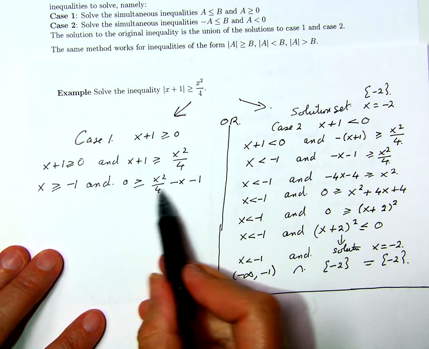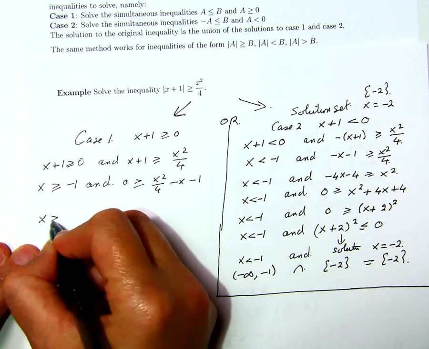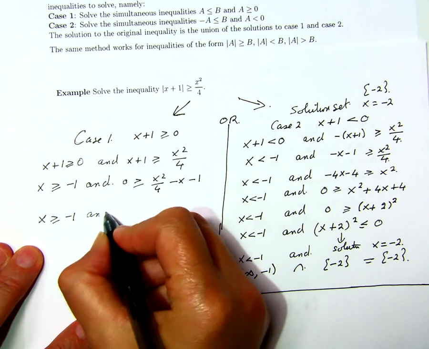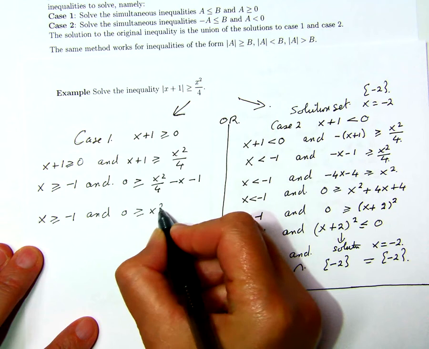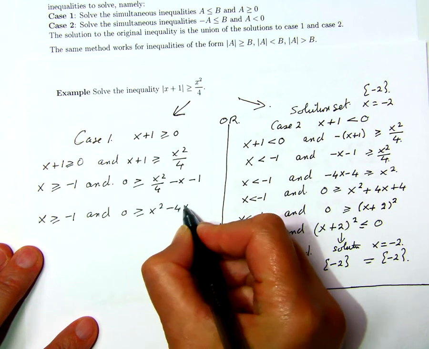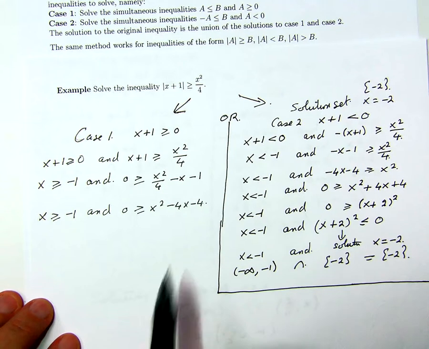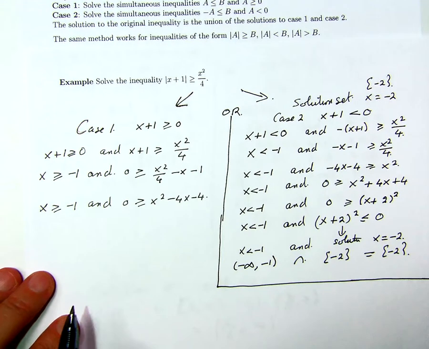Now I'm going to multiply this thing by 4 to make it look more reasonable. So I'm looking for all x values so that x is bigger than or equal to minus 1, and 4 times 0 is 0. So I get x squared minus 4x minus 4 less than or equal to 0. I need to find the factors of this thing, so I'm going to use my quadratic formula.